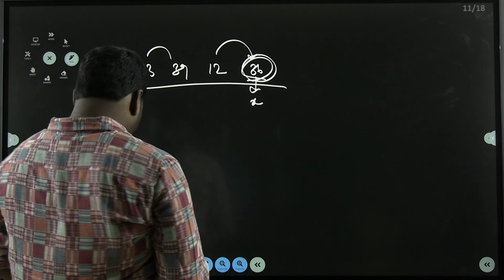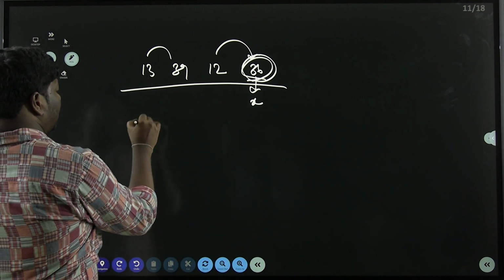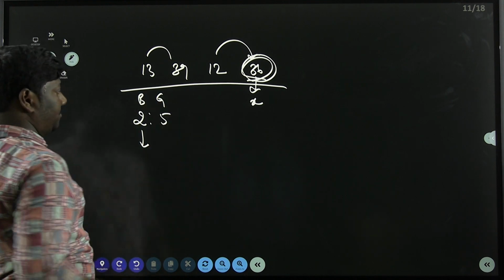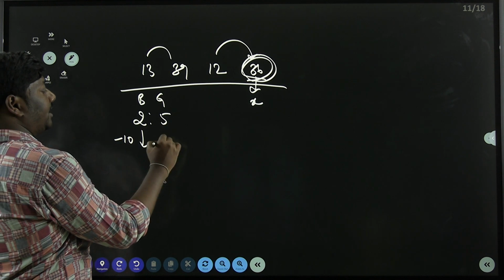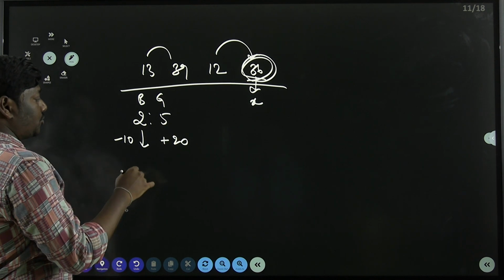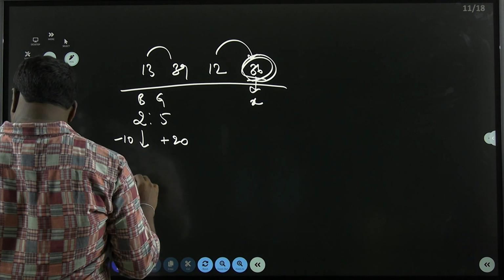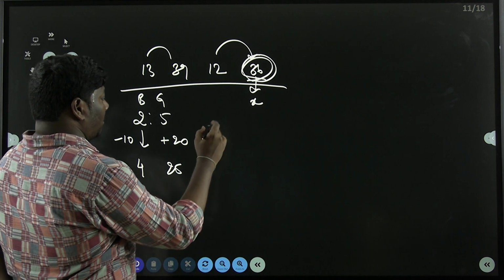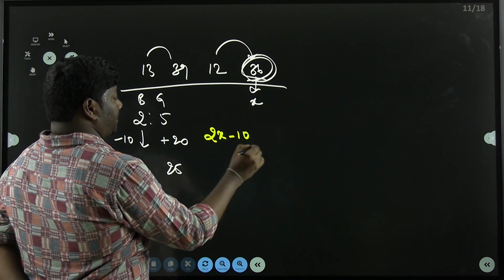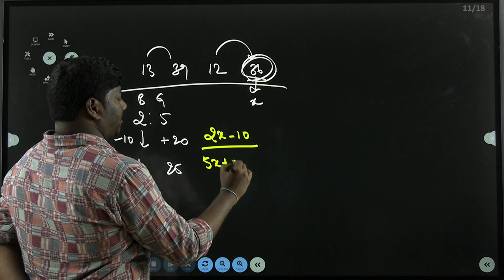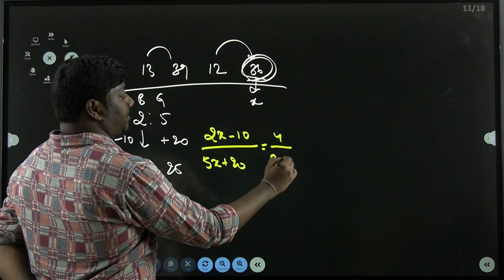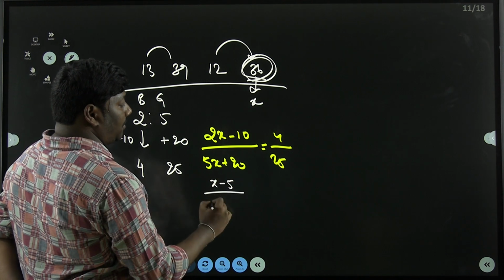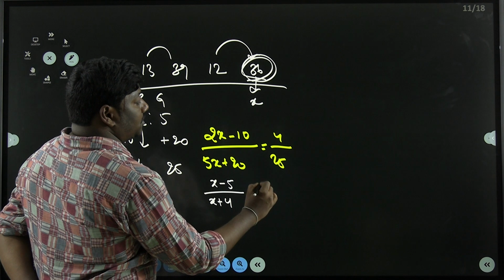And another question is from the numbers. The numbers are in the ratio 2:5. Let's say the boys and girls: 10 boys leave the class, 20 girls join the class. The ratio becomes 4:25. You can simply take it as (2x minus 10) by (5x plus 20) equals 4 by 25. You can cancel 2 and 5 there. So if you cancel 2, it will be x minus 5. If you cancel 5, it will be x plus 4, equals 2 by 5.